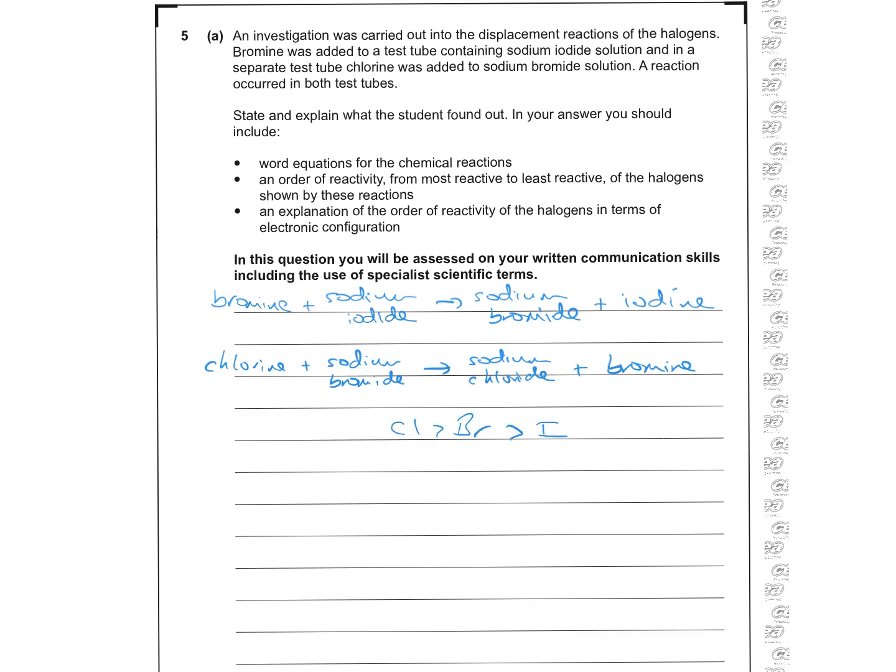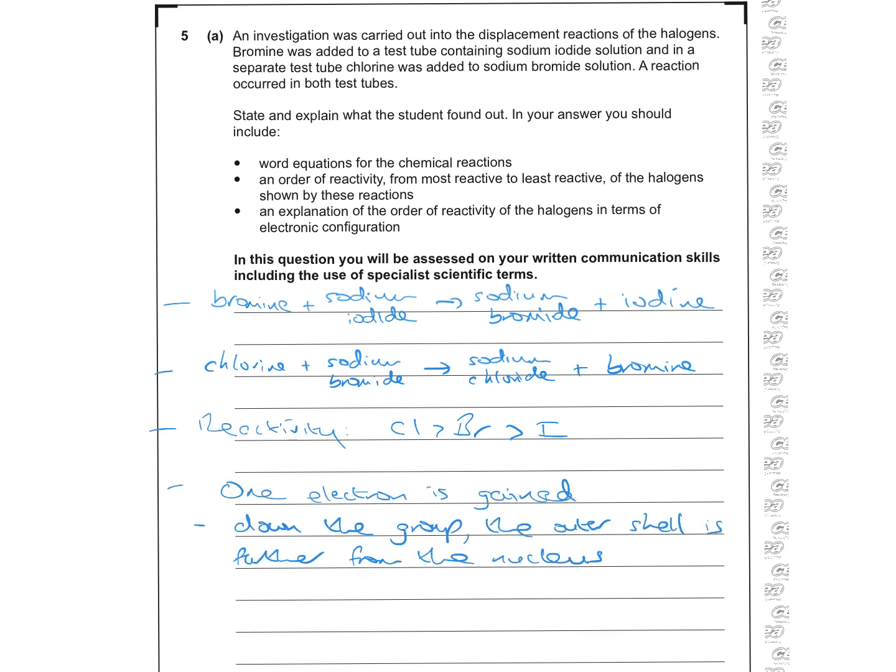Finally, we have to give an explanation for this. Well, halogens react whenever they gain an electron. So it has to do with the ability of the nucleus to attract the incoming electron. And the smaller the atom is, the more able the nucleus is to attract that incoming electron. Or here you can write it as I've done. As we go down the group, the atom becomes bigger. So that means that the outer shell is further from the nucleus, which means there's less attraction between the nucleus and the incoming electron.